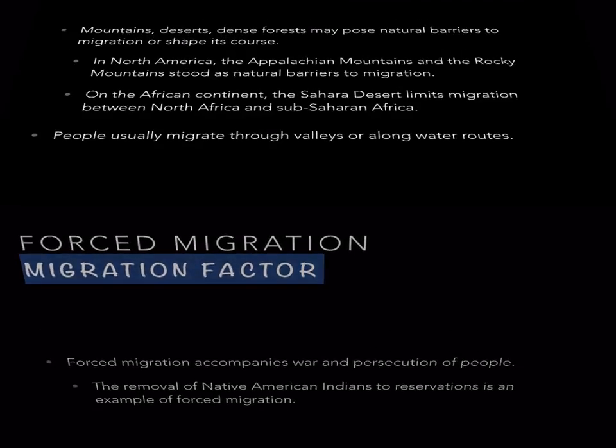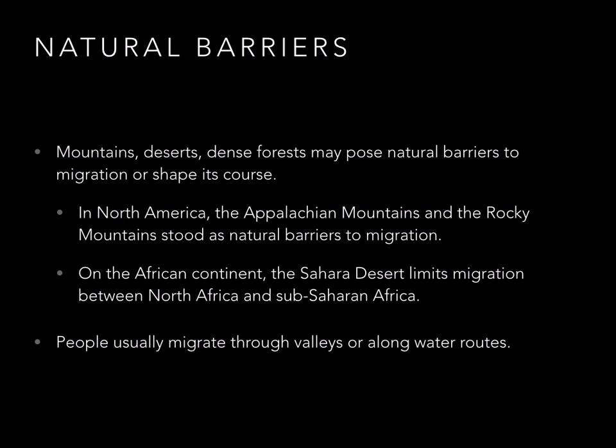Natural barriers. Mountains, deserts, dense forests may be natural barriers to migration, or they can shape its course. For instance, in North America, for many years, people just lived on the East Coast in the earliest history of this country. They couldn't really make it over the Appalachian Mountains. And then when they made it over the Appalachian Mountains, they pushed westward towards the Rocky Mountains, and once again, it kind of stood in their way. It slowed down the migration.